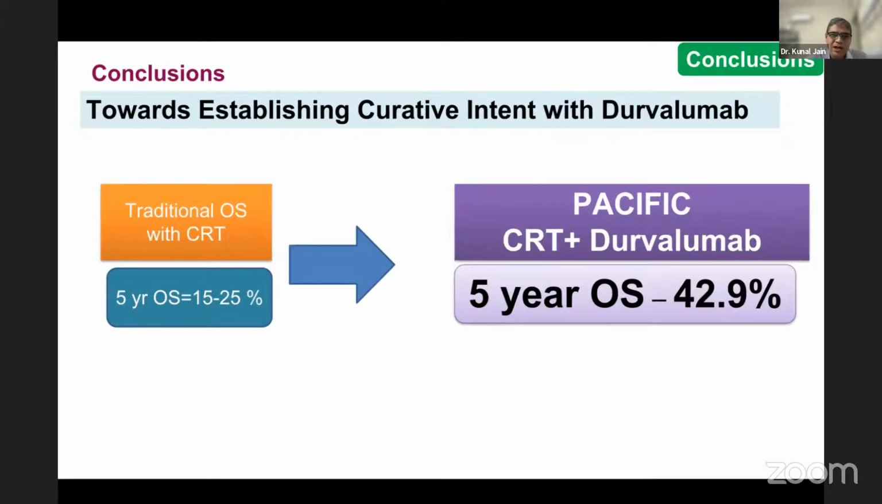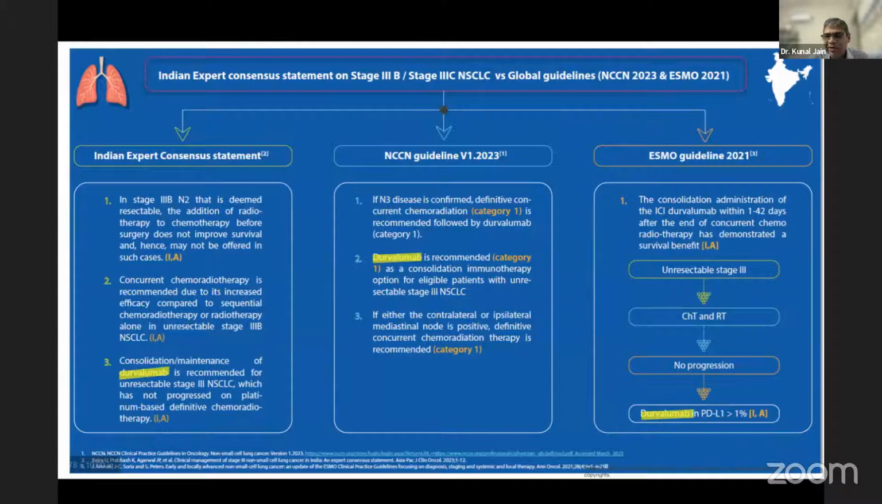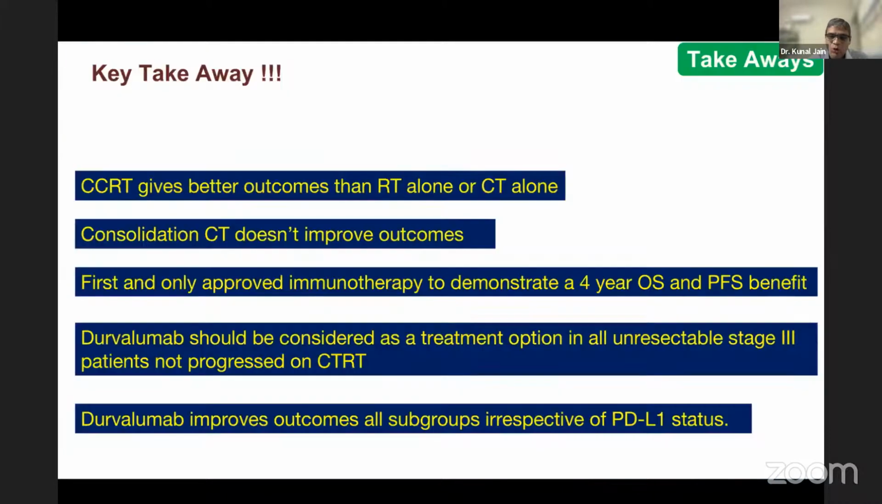So this trial has established durvalumab or Imfinzi as the standard of care for patients with stage 3 lung cancer post CTRT. Again, the proportion of patients who get this modality of treatment is very small. From the traditional survival of about 15 to 25%, we are now looking at a 5-year survival of about 43%. And if we see various guidelines, including the Indian expert consensus guidelines, NCCN as well as ESMO, durvalumab is mentioned as one of the modalities. Only ESMO mentions it based on PDL1 more than 1%.